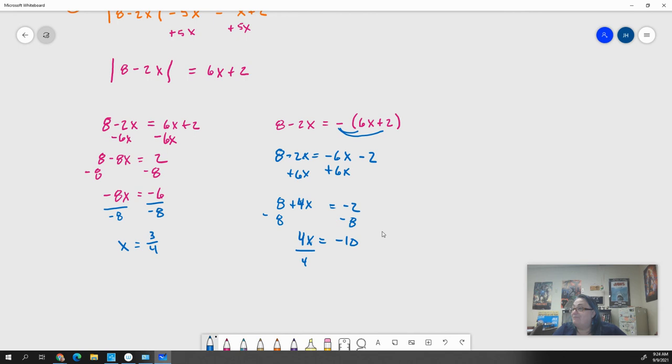Now we're just going to divide out the 4. And we're going to get x equals, this time it's negative because we only have one negative. Divide by 2.